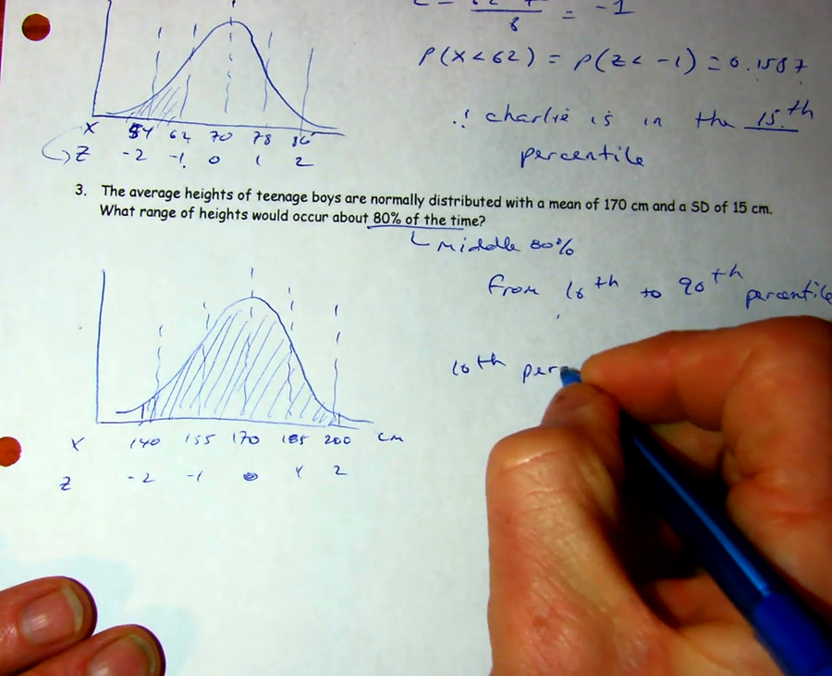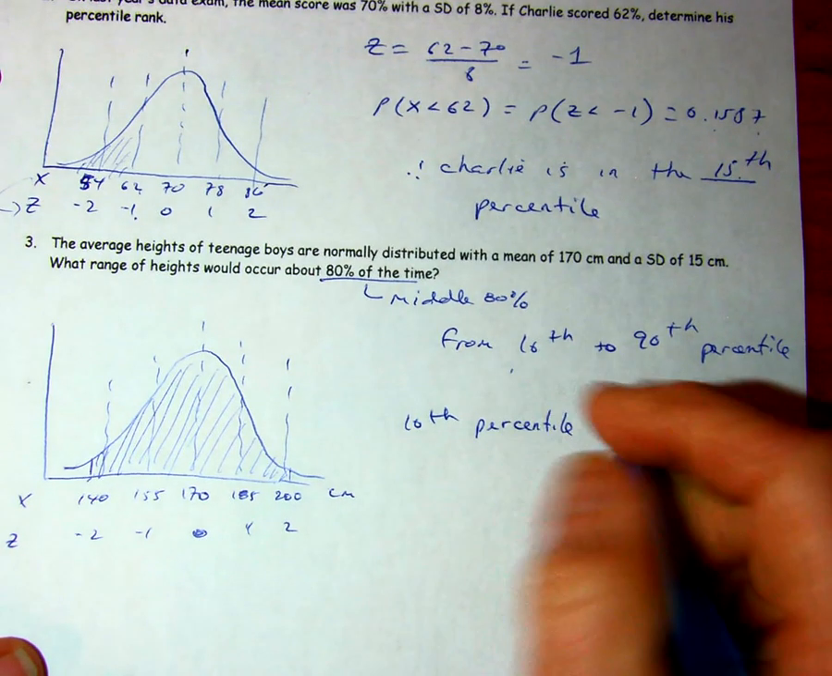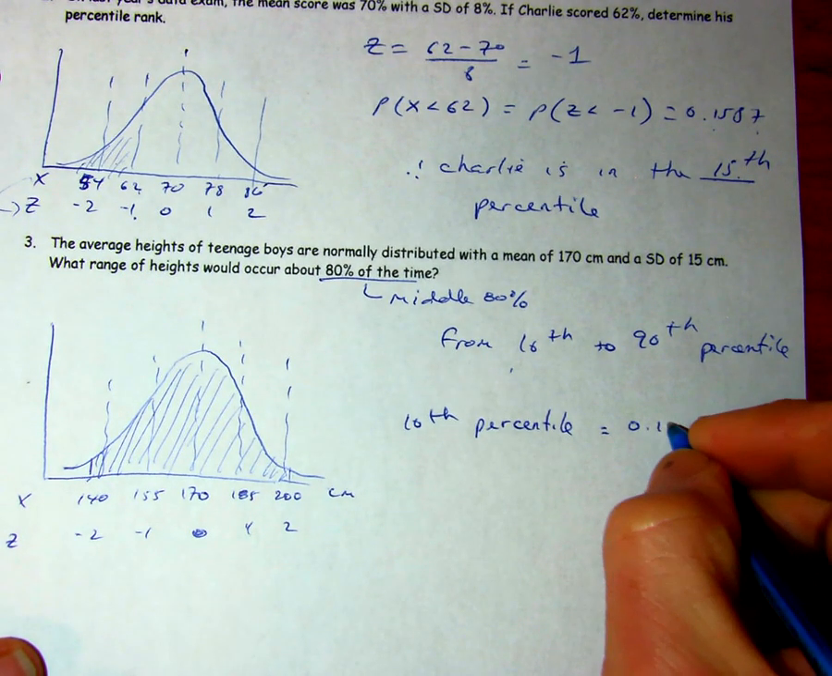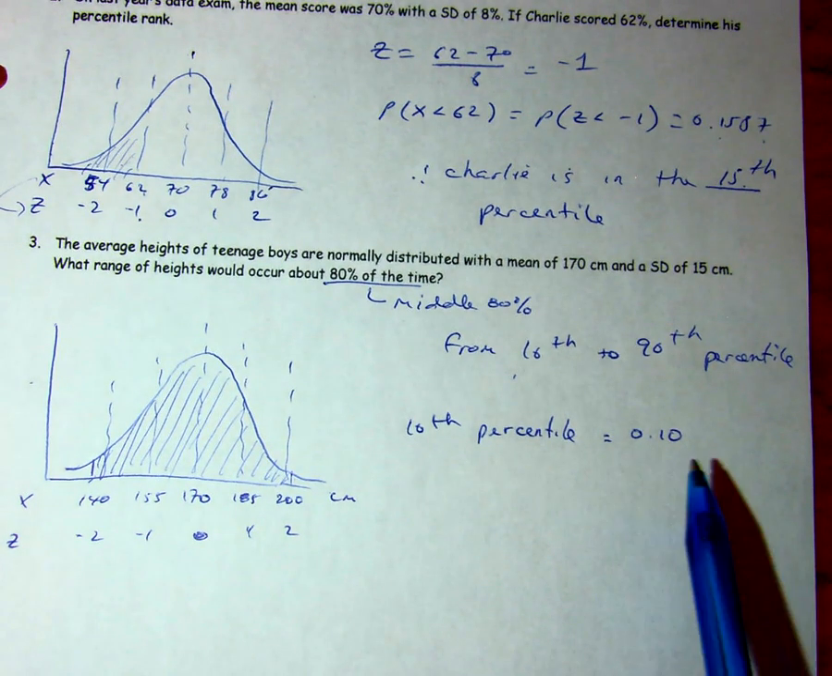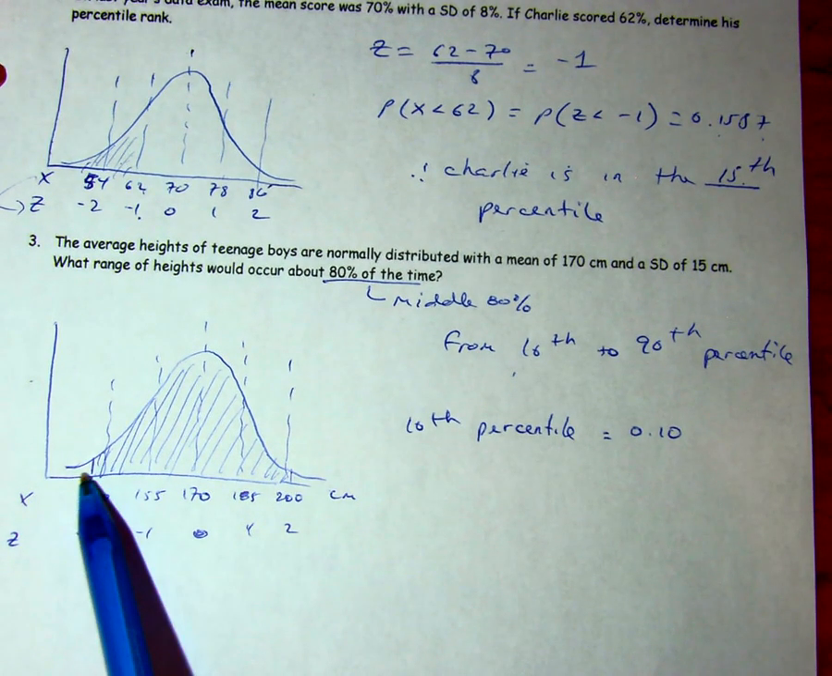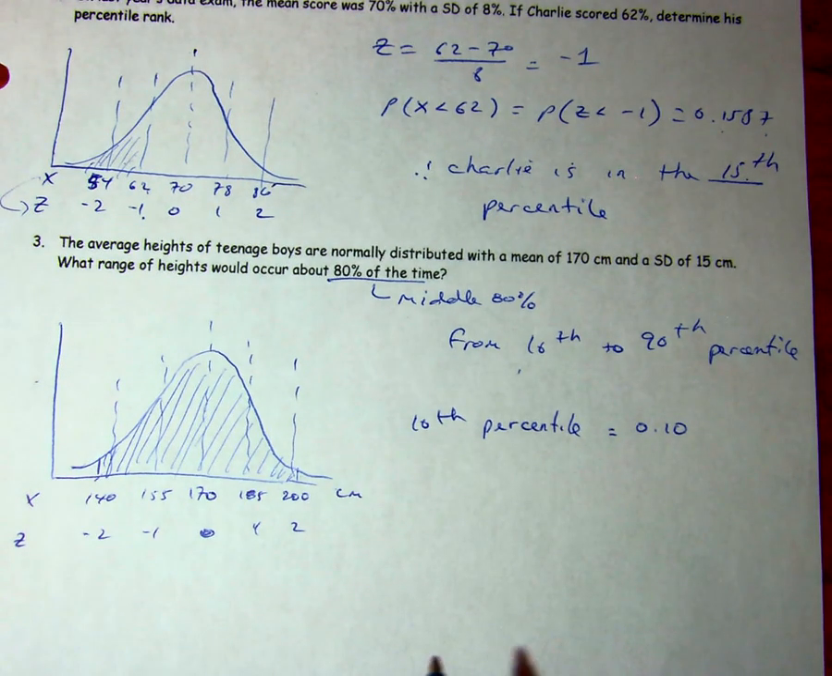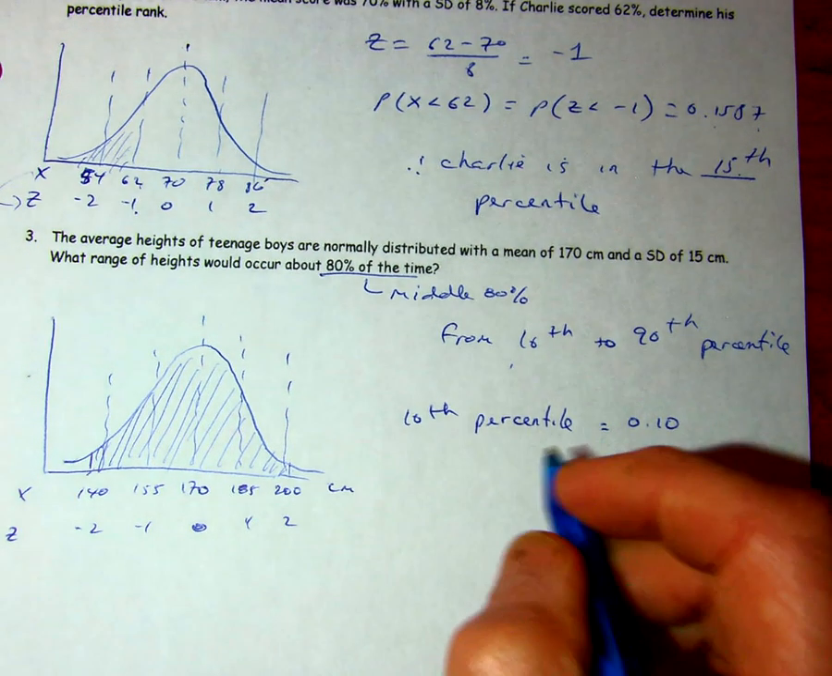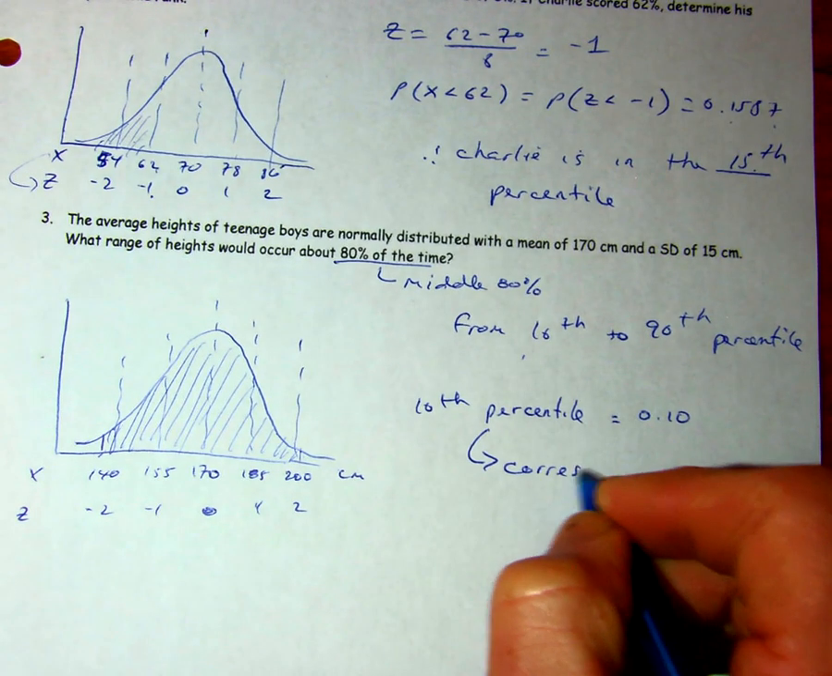Well, just as we did earlier, that just corresponds to a z-score. The 10th percentile equals 0.10. So the area here is going to be 0.10. But what is the z-score? Now you have to work backwards. We have to find out what the corresponding z-score is.